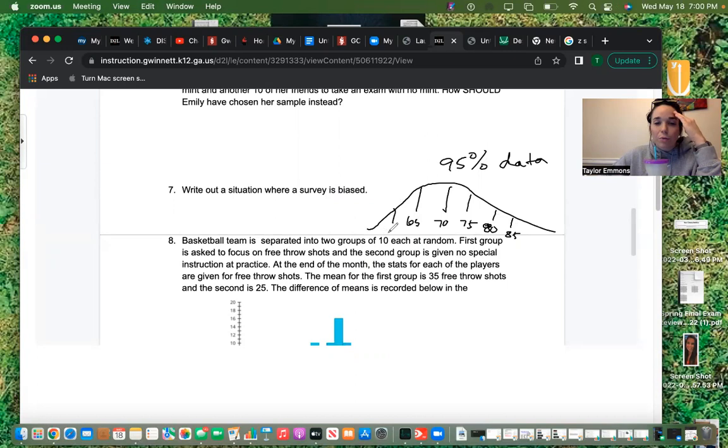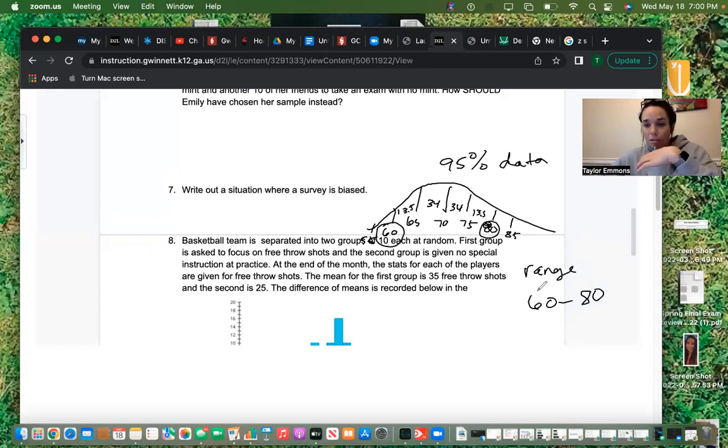Then you would set up that normal curve. And remember, you're given these percentages, so if you forget them, that's okay. Within 2 standard deviations is going to be 95% of your data. So the range, in this case, is going to be from 60 to 80. Okay.